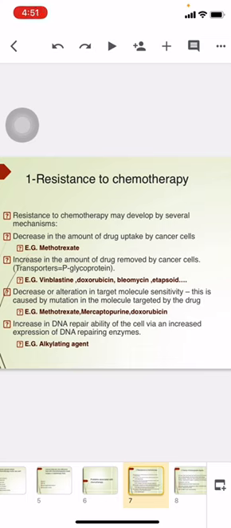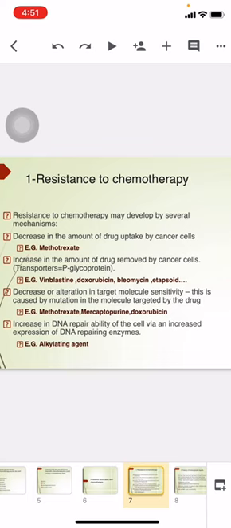mutations or changing structures of the molecules responsible for response to these cancer chemotherapeutic agents, as occurs with methotrexate and mercaptopurine used in treatment of patients with acute leukemias, and of course doxorubicin, which is used in different varieties of treating cancer patients. Lastly, increasing the DNA repairing ability of the cells via increased expression of the DNA repairing enzymes.